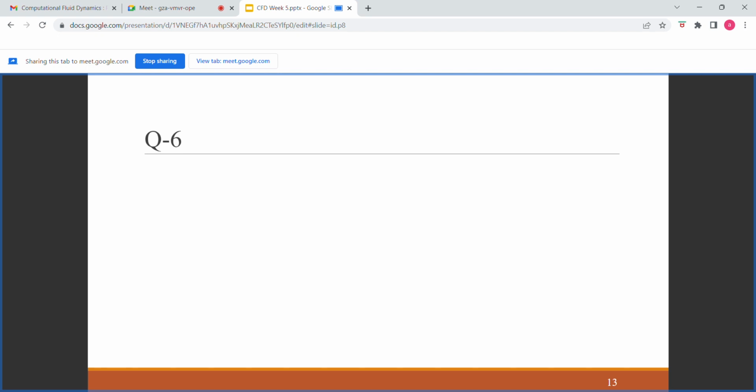Okay, we'll now see question number 6. d square f by dx square is equal to minus f of i plus 2 plus 16 f of i plus 1 minus 30 f of i plus 16 f of i minus 1 minus f of i minus 2, divided by 24 delta x square, is an approximation of what order of accuracy?